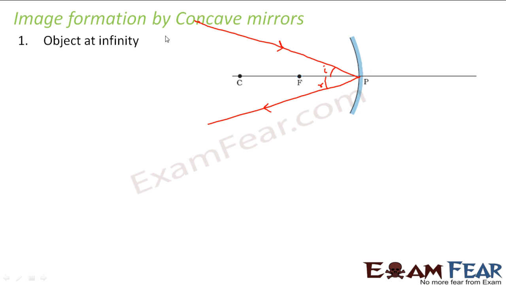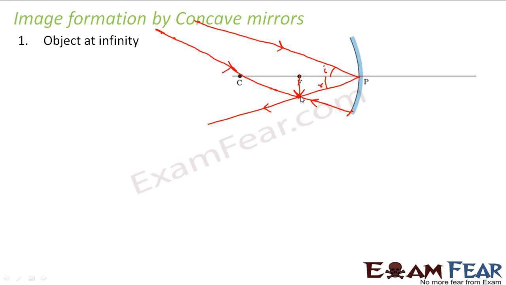Now let us suppose there is another ray coming from that object at infinity, which passes through the center of curvature. If it passes through the center of curvature, it will strike the mirror and retrace the same path. That means it will go back along the same path. So what do you see? These 2 reflected rays meet at this point. What is this point? This is nothing but the principal focus. So your image is formed here.